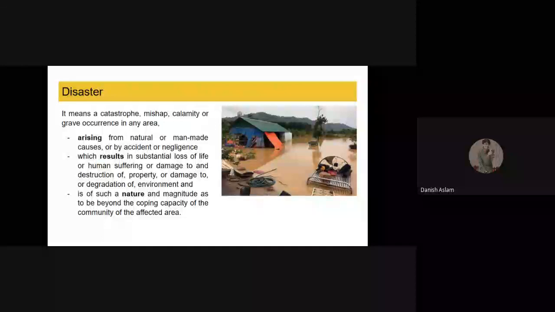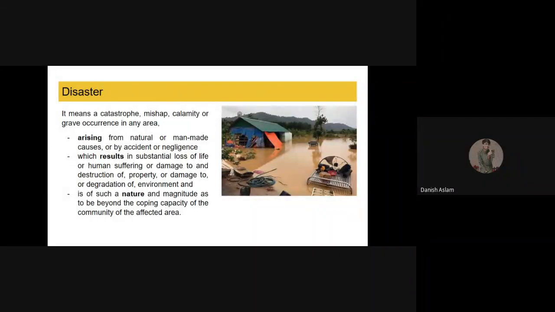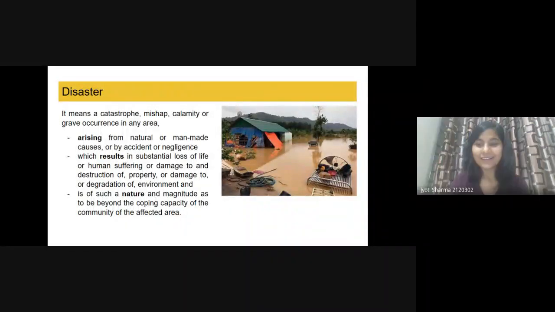A cloudburst happened in Sikkim. I don't exactly know the name, but this was not a cloudburst, it was a flash flood, and this flood was due to the glacier.